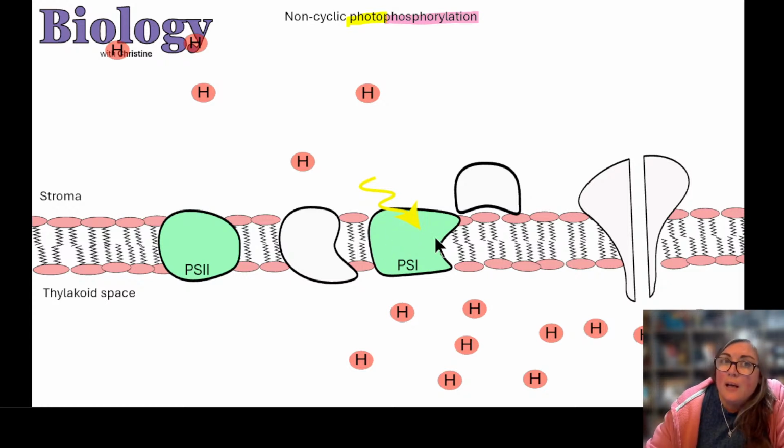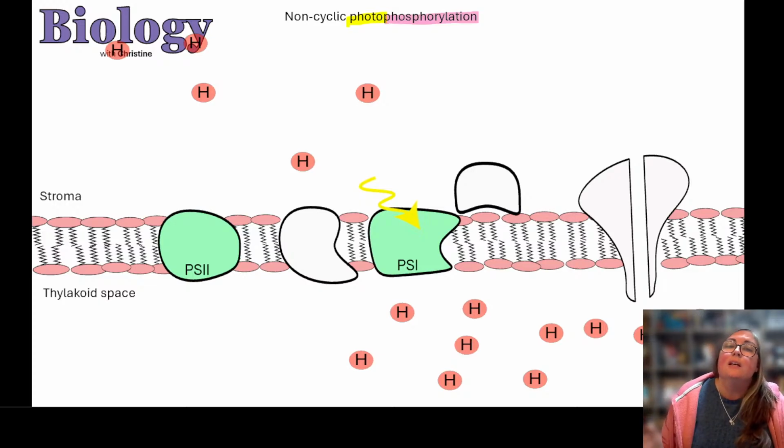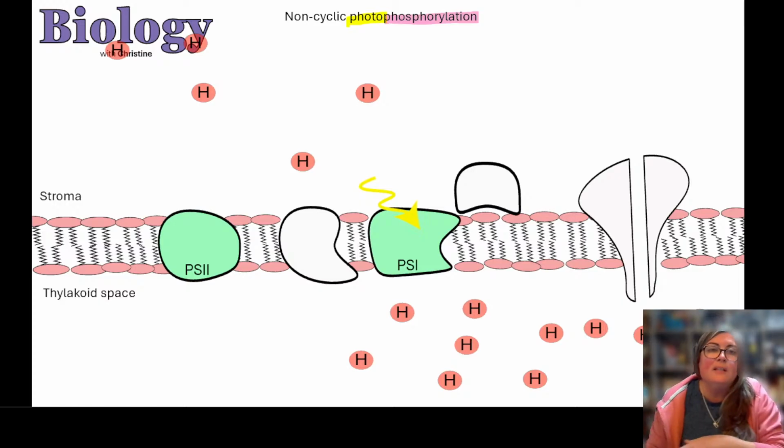The accessory pigments and the primary pigment are all going to be absorbing different wavelengths of light. We know that visible light has different wavelengths. If we go from the red wavelength all the way down to the violet wavelength, they've got different wavelengths. Therefore, they've got different amounts of energy that is going to be absorbed.